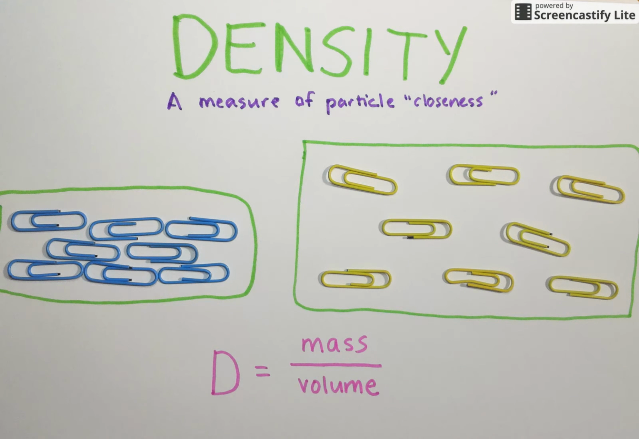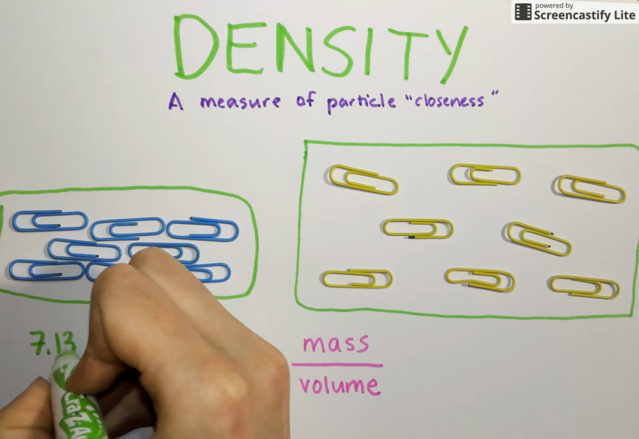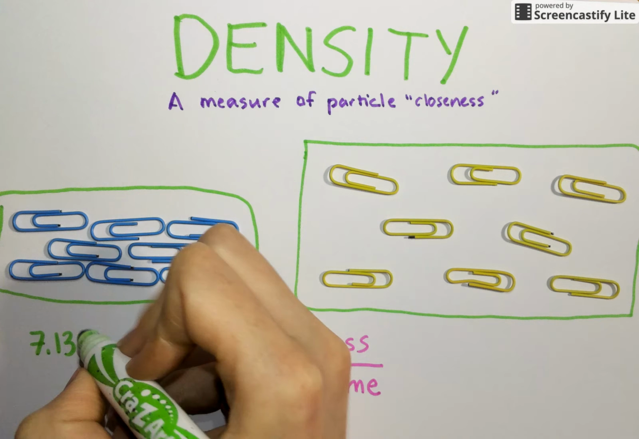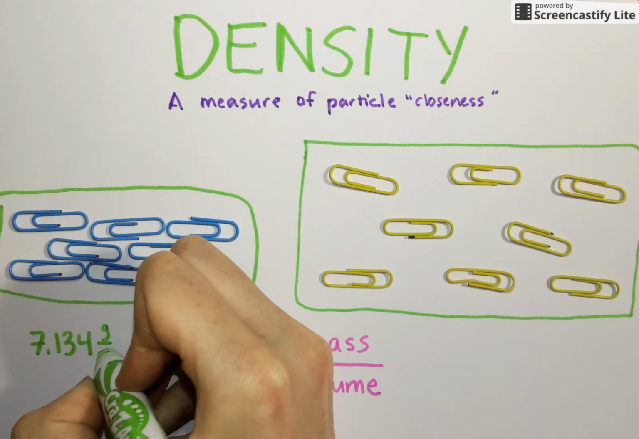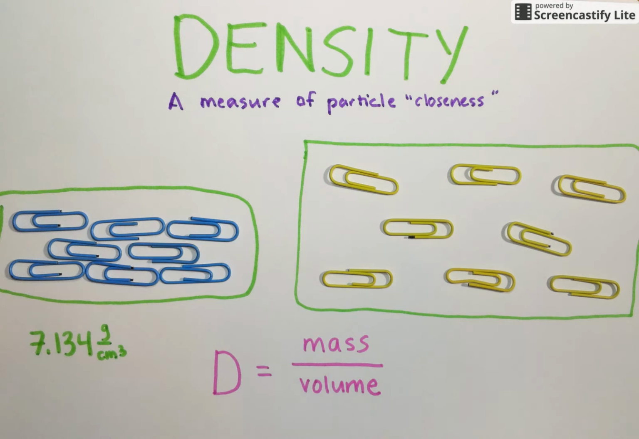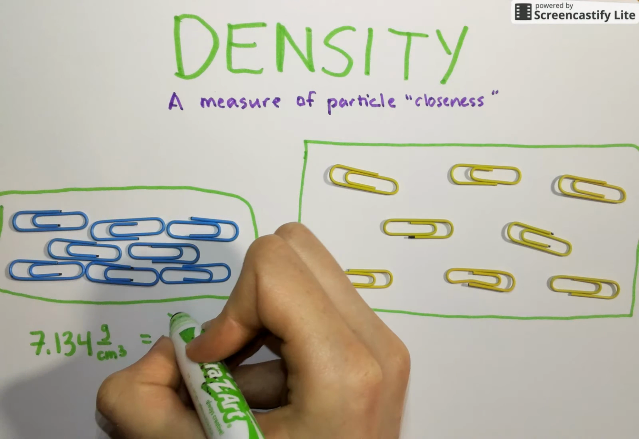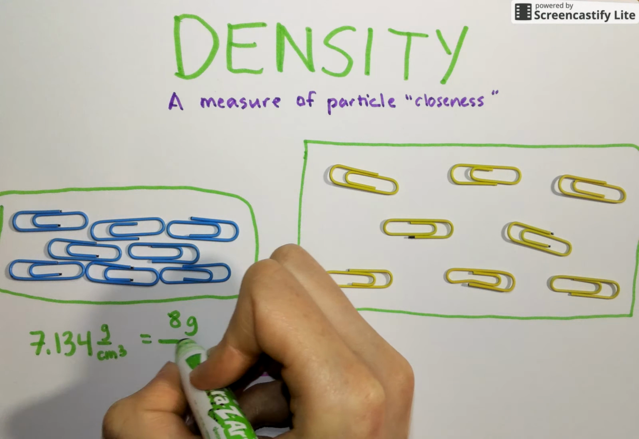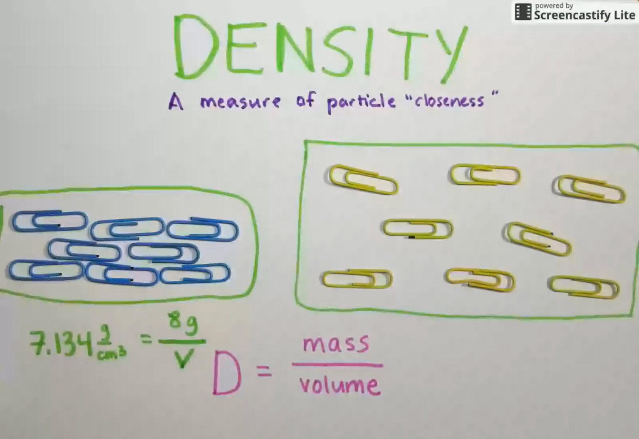So again, let's pretend that this element here on the left is zinc. Zinc has a density of 7.134 grams per cubic centimeter. We know that's a ratio of its mass per volume. So if we just go ahead and say that this sample weighs 8 grams, we can calculate exactly how much space those 8 grams of zinc would take up.